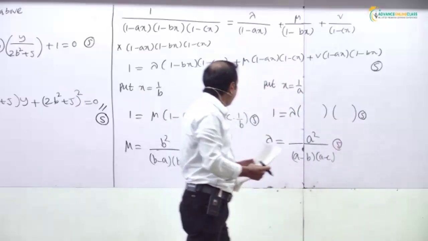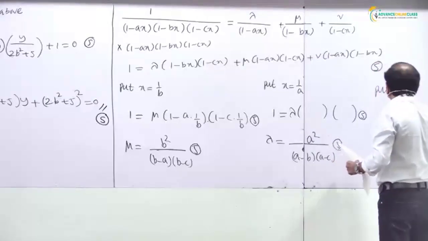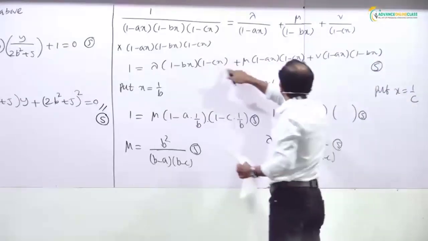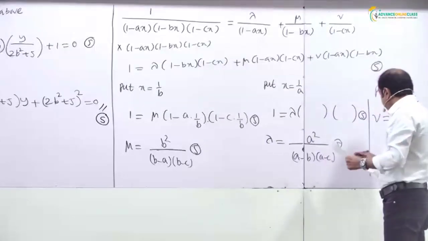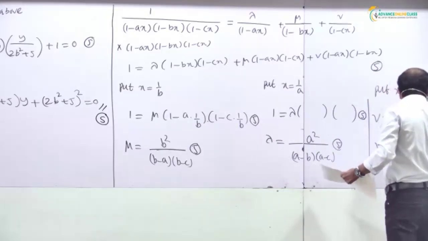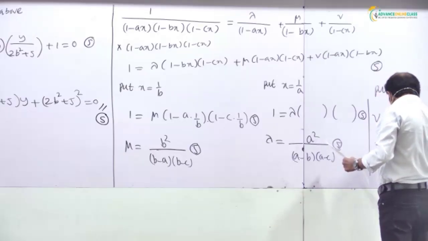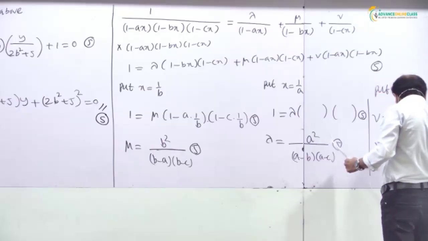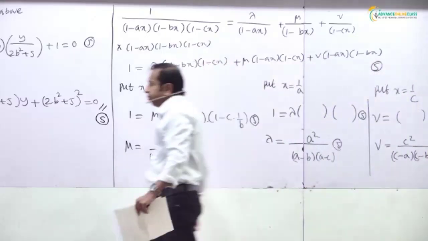Correct, no? And next one we put x equals 1 over c. Then the factor 1 minus cx will be 0. Then we get the answer for nu. Then also the first line this way we get, and for that you get 5 marks. And the answer for nu coming is c squared divided by c minus a, c minus b. This is another 5 marks. These substitutions we can do, no point of writing them.